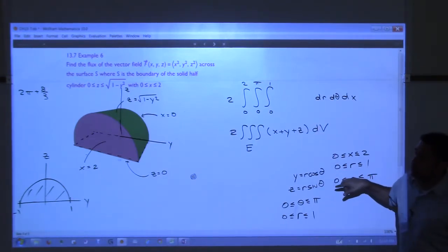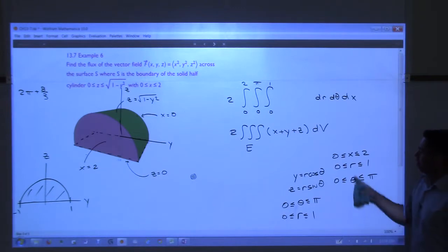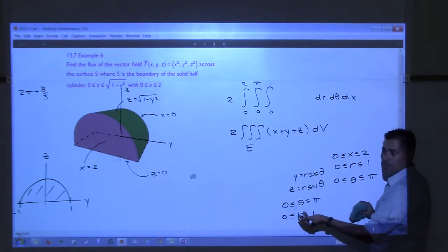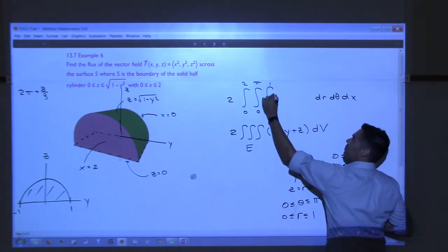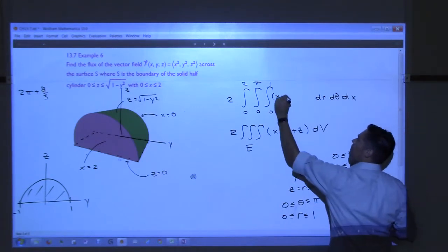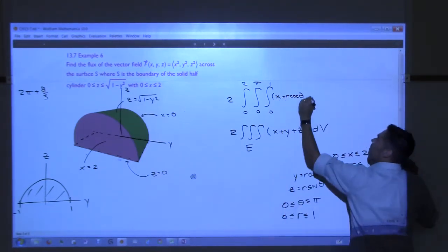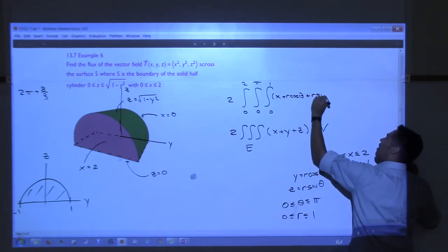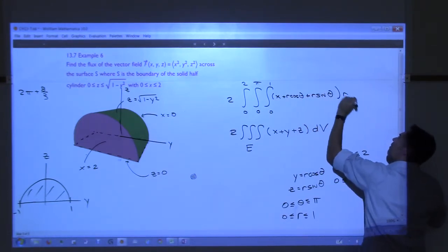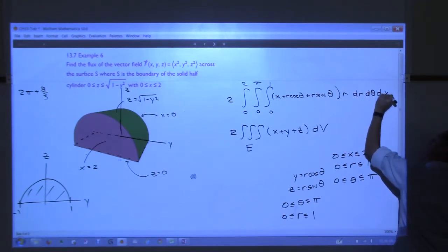Yes, because we went to polar, right? So that r has to come. What about x plus y plus z? Well, x is just x, okay? We never did anything to x, did we? No. What's y, though? It's r cosine theta. And then I'm going to run out of room. Plus z, which is r sine theta. And then all of that, we have the r, then dr d theta dx.